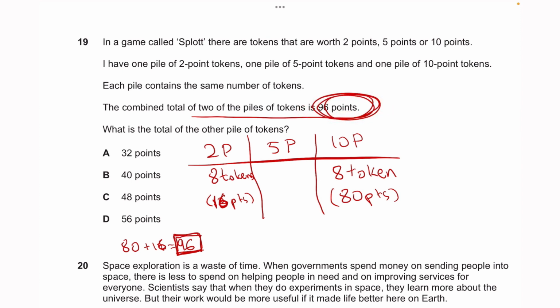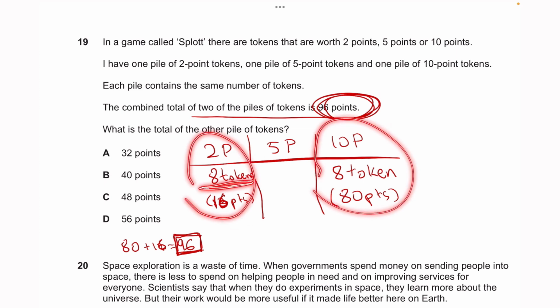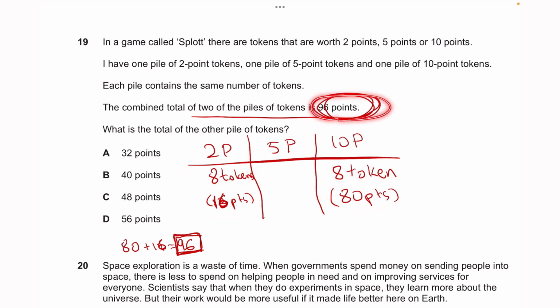And so we can see that it's quite a big number and a small number. Using our logic, we can see that we've got to use a big and small amount because they've got to still have the same amount of tokens to make up to 96 points. And so using a bit of our number knowledge, we can see that it's got to be 10 and 2. And so from there, we now know that for the 5-point tokens, we have 8 tokens, and how much are those points worth?